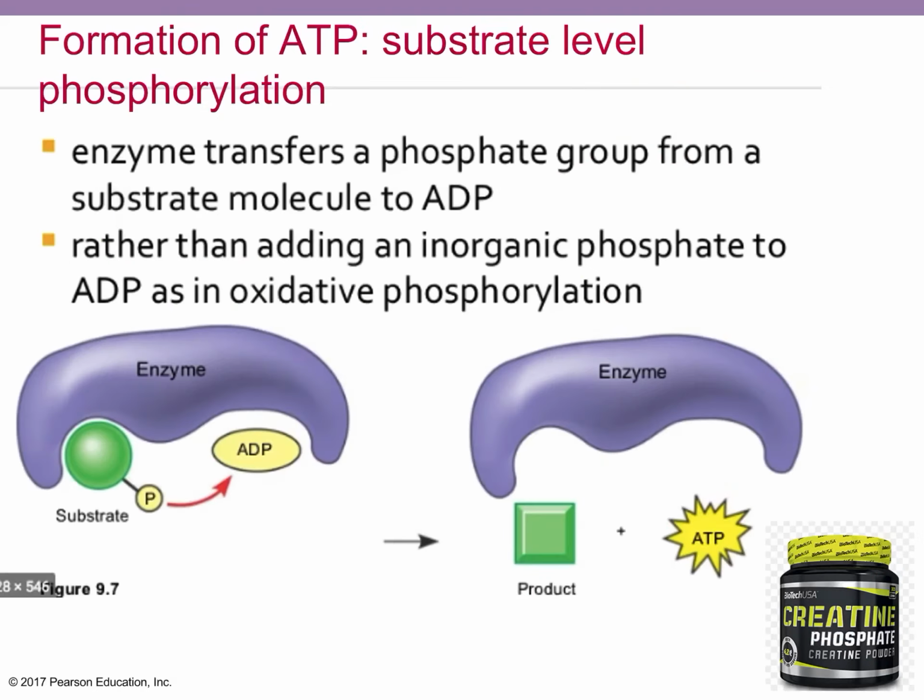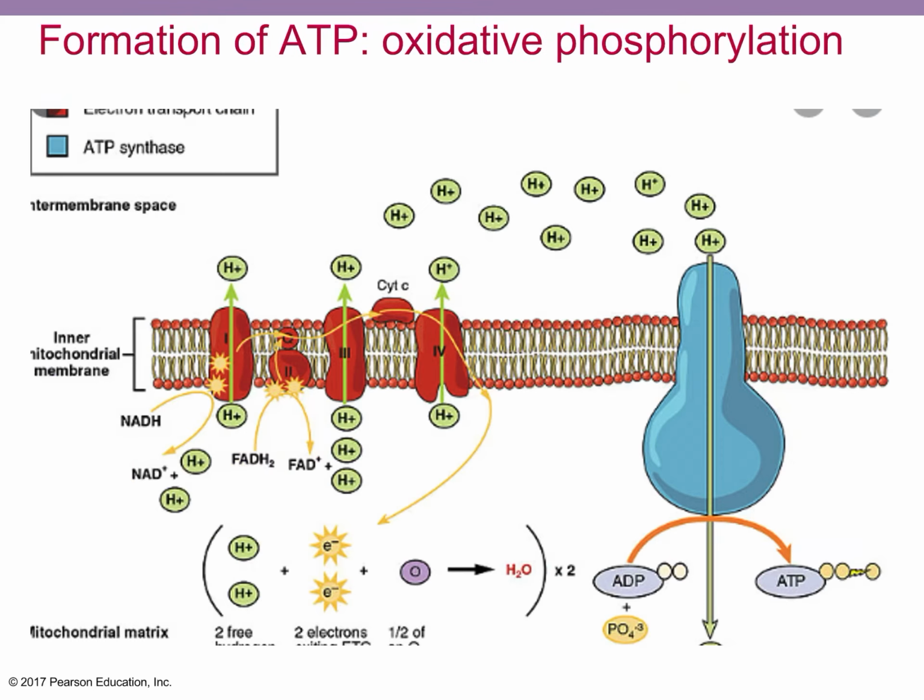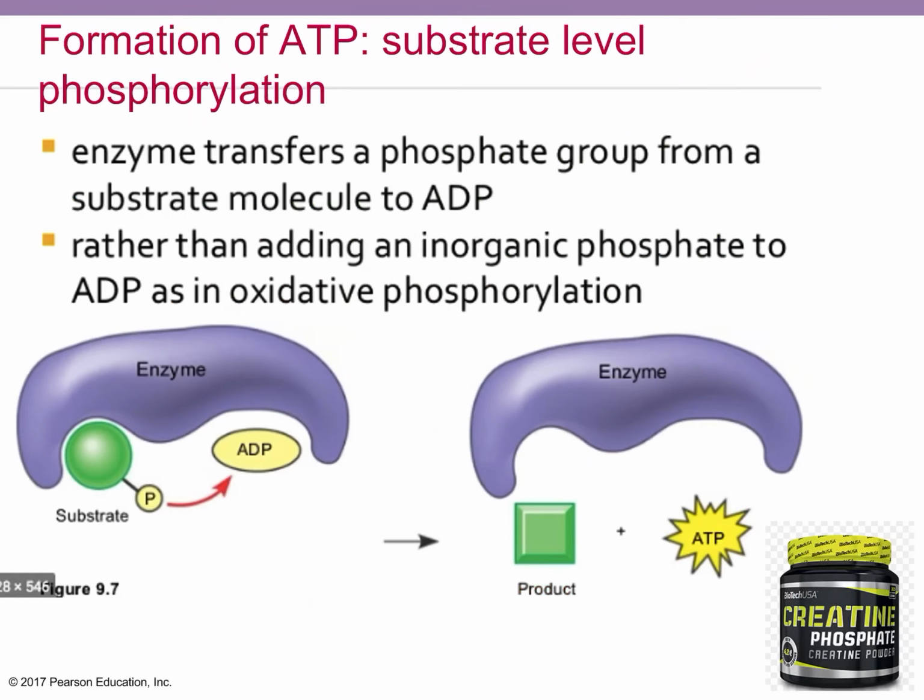So there's two ways that you can put a phosphate group back onto ADP, and that is through substrate level phosphorylation, like you're looking at here, or with oxidative phosphorylation, which is this picture that happens on the electron transport chain. So let's talk about substrate level phosphorylation. So there's that word substrate. We know that we have an enzyme involved here. It's a very quick reaction.